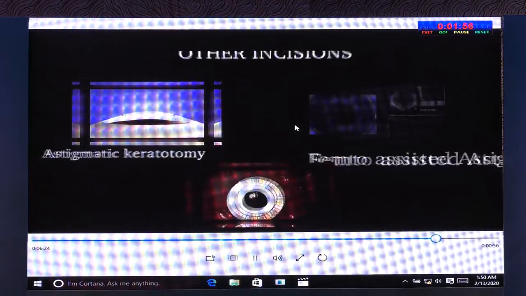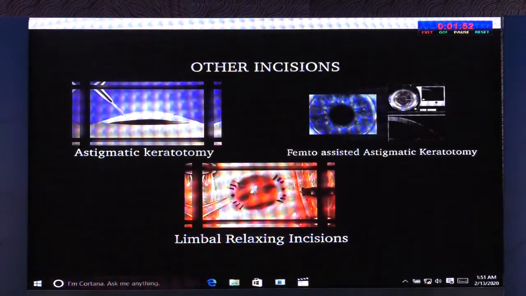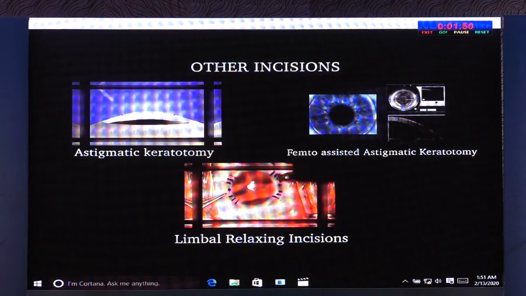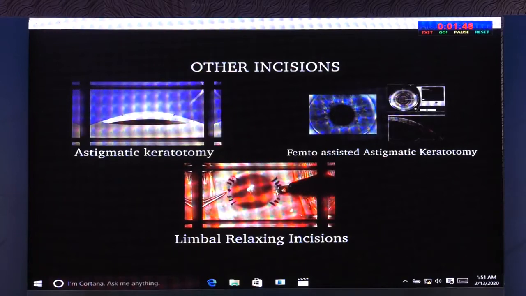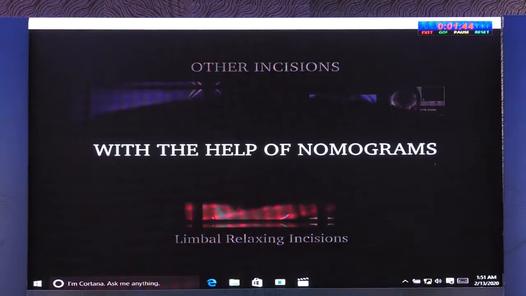We have a number of corneal incision-based options like astigmatic keratotomy, femto-assisted astigmatic keratotomy, and limbal relaxing incisions. We can use a number of nomograms which are available online freely and plan the incisions accordingly to manage astigmatism.